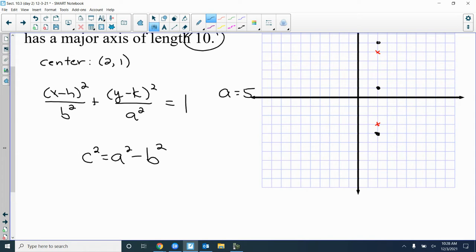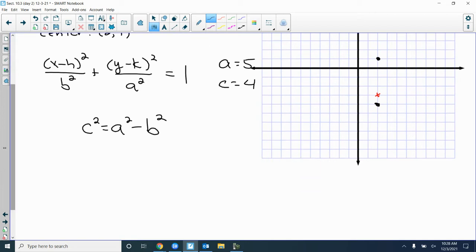C is 4. All right. So we got C is 4, A is 5. You plug those in, we can figure out what B is. So 4 squared equals 5 squared minus B squared.